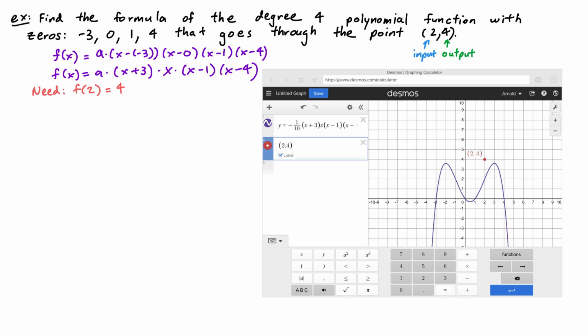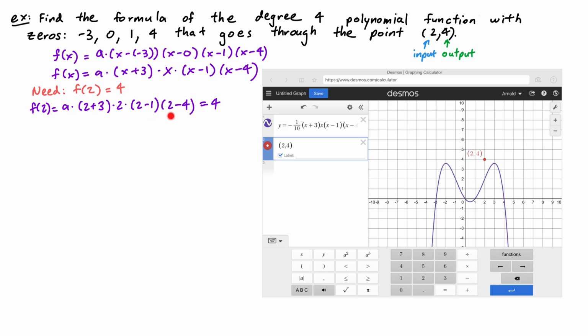So let's begin by writing down what f of 2 is. All we have to do is go to our function and replace all of the x's with 2's. So f of 2 would be a times 2 plus 3 times 2 times 2 minus 1 times 2 minus 4. And what we want is that this is equal to 4. So set this equal to 4.